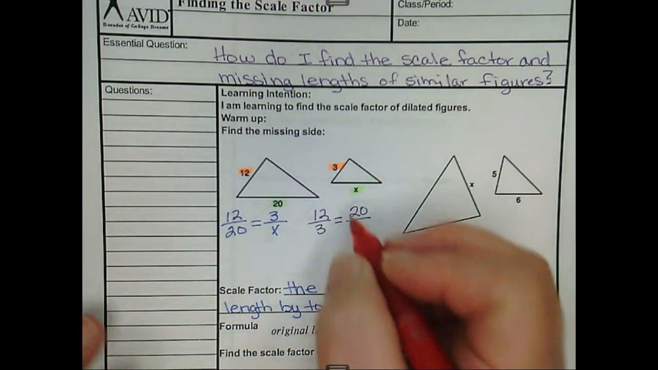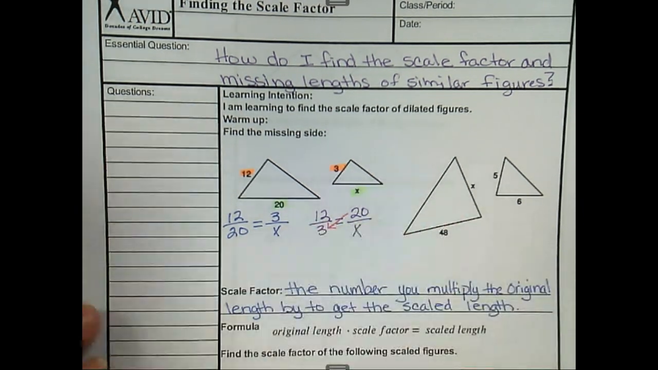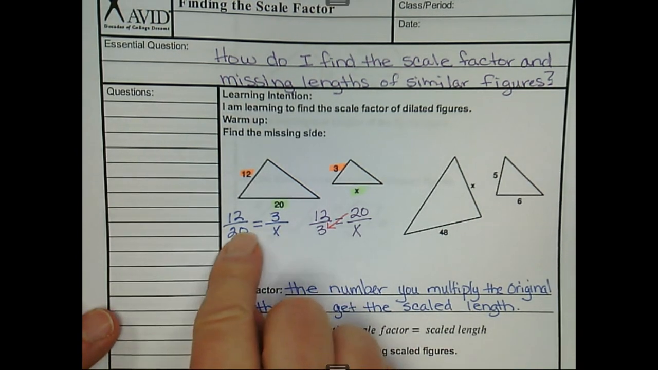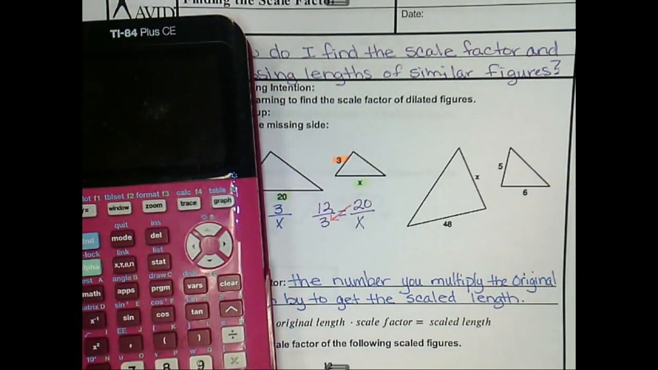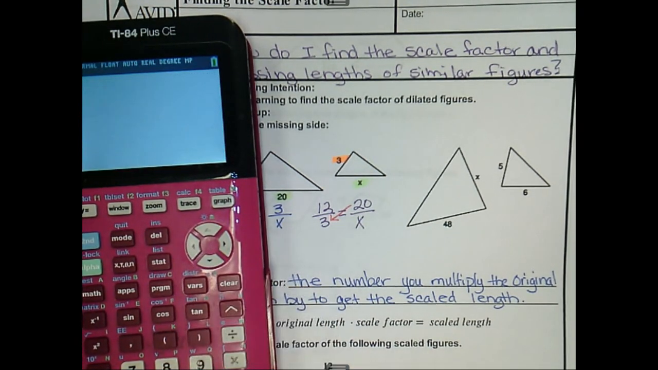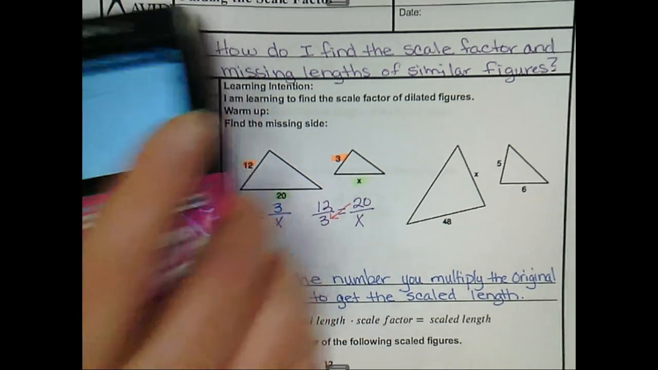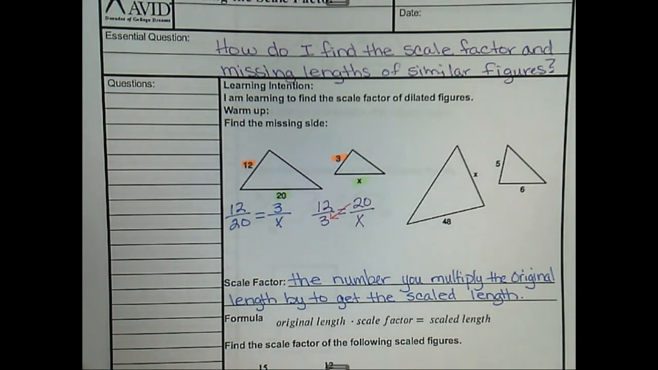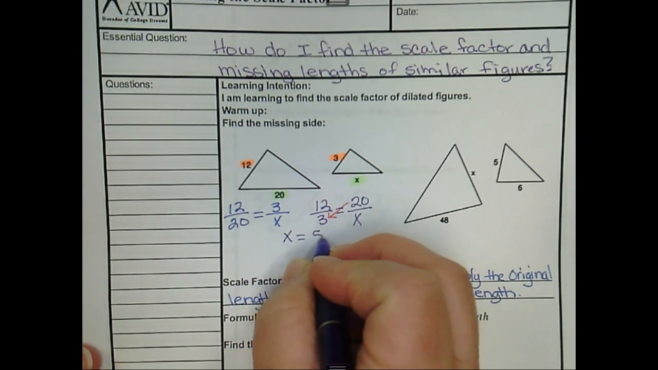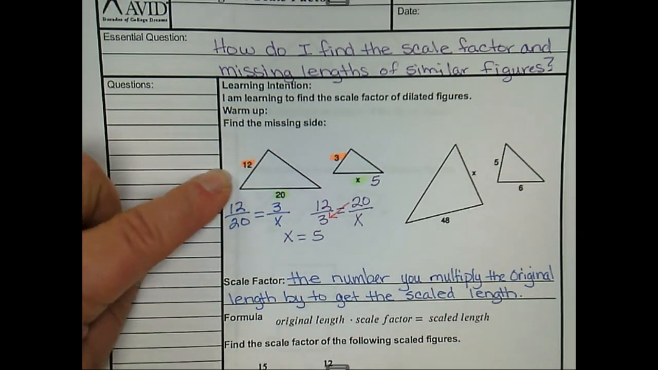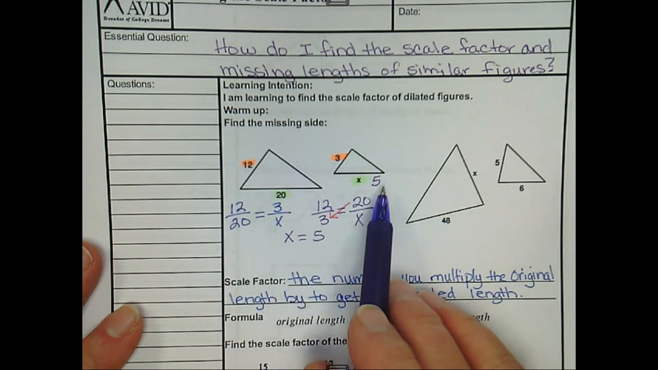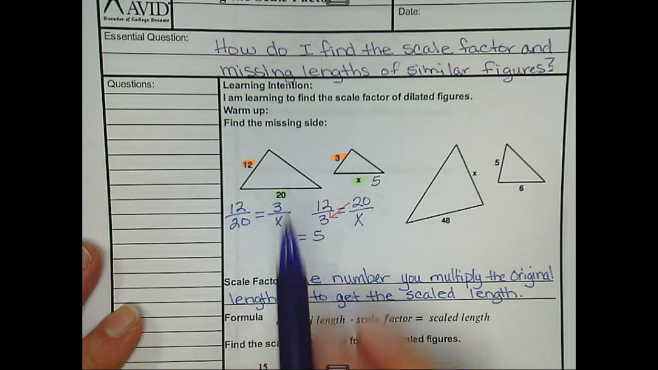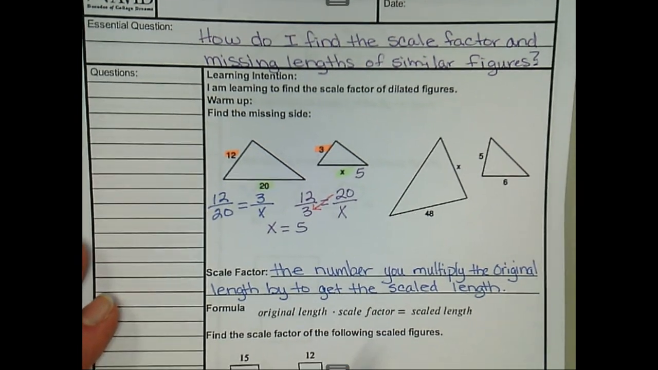To solve, you will take 20 times 3 divided by 12, or 3 times 20. Guess what? Both of them give you 60 divided by 12. 20 times 3 divided by 12, and you get 5. Okay, so let's look. 3 times 4 gives me 12. 5 times 4 gives me 20. So I know I've got the correct number.